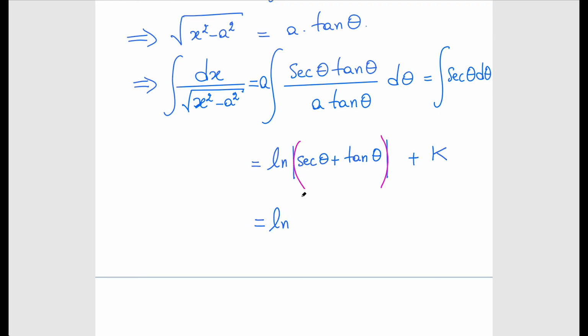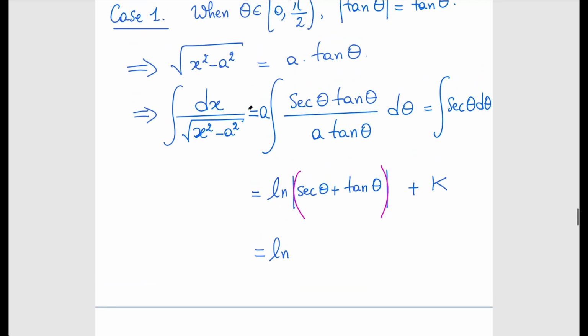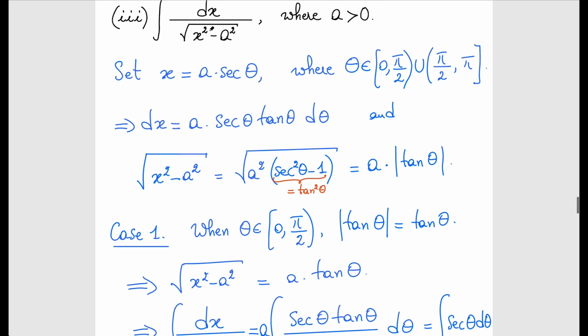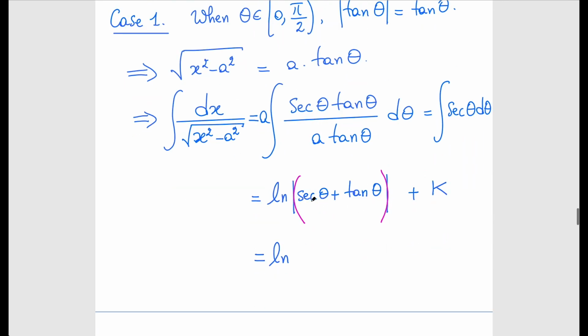ln. I want to go back now to the original variable, which was x. I know that x is a secant theta, so I'm going to try to find tangent. I know that secant theta is x over a, and the only remaining piece is the tangent theta. So I'm going to use the diagram again, the right angle triangle. If this is theta, I know that secant theta is x over a.